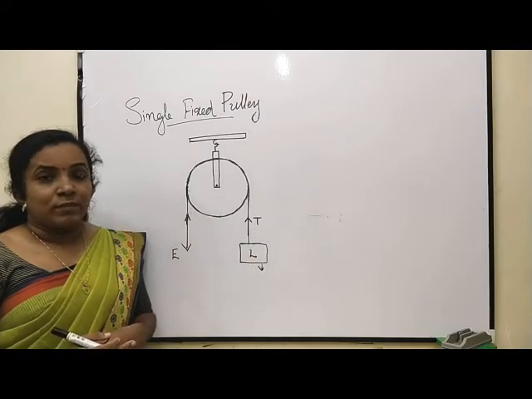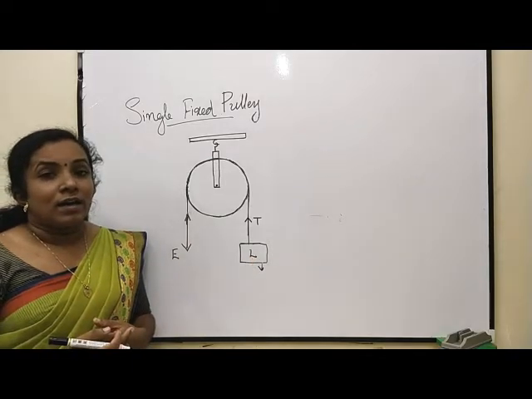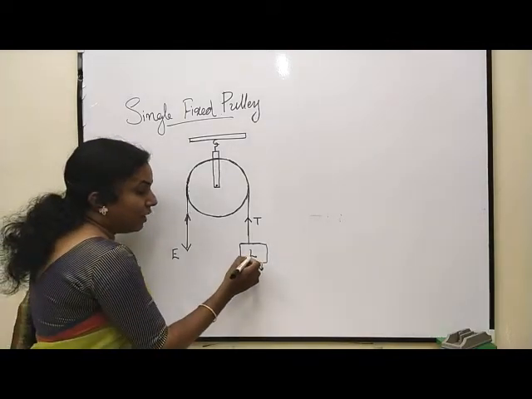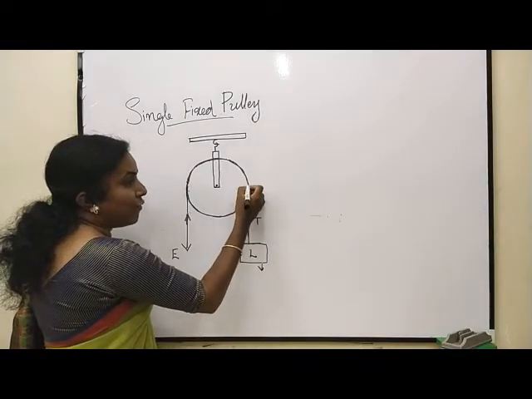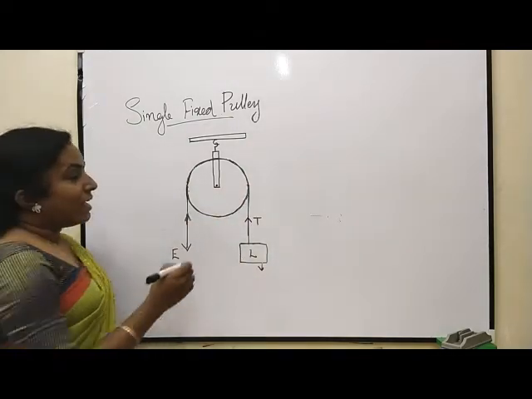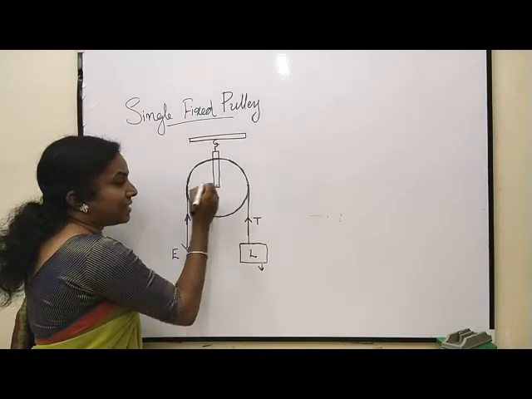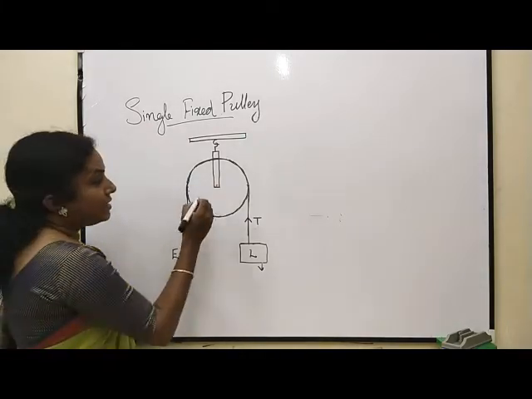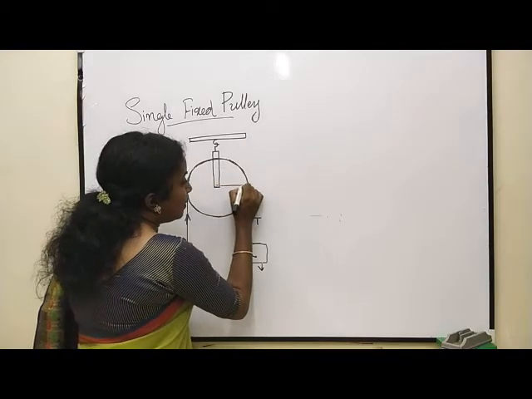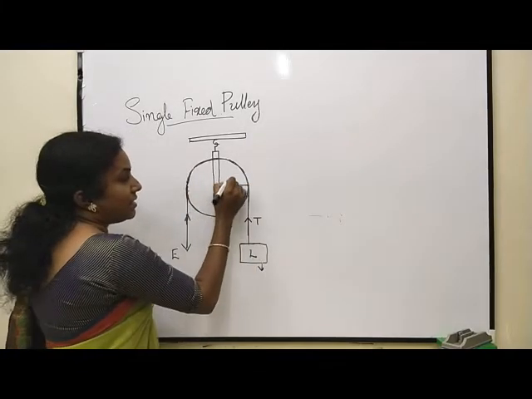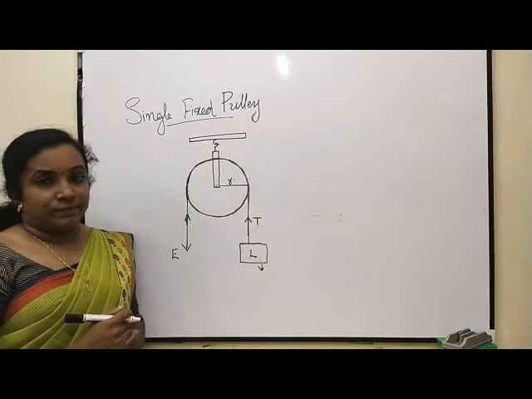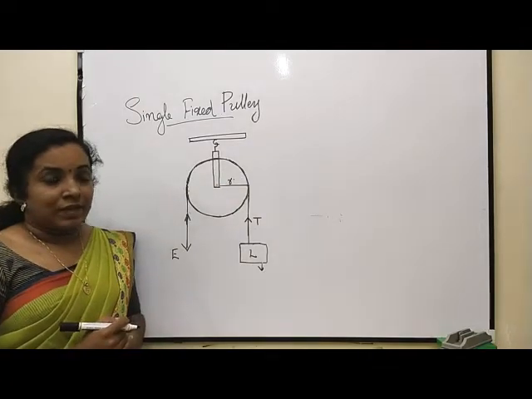distance from load to the pivoted point. Here, the load exerts a force here in this pulley and the fixed point is this axle and the distance from axle to this rim is equal to radius of this wheel. Isn't it?